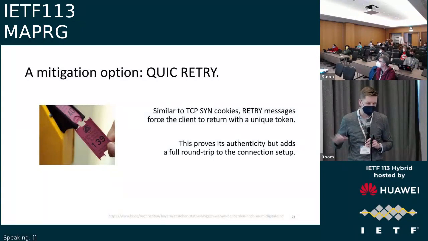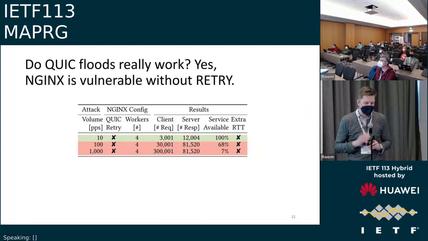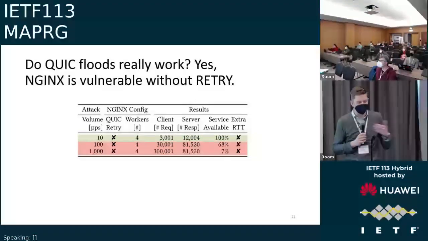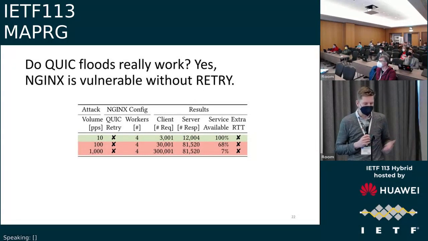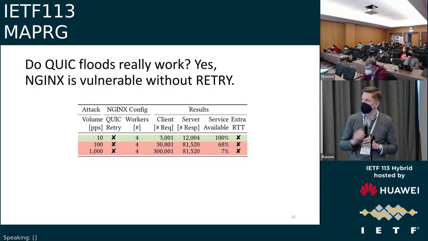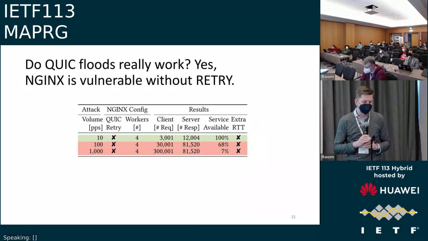And now I'll show you a brief emulation, or I mean a testbed evaluation, of whether this QUIC retry mechanism helps to prevent resource exhaustion attacks. What we used is Nginx, and we initiated QUIC floods towards the server, based on different attack rates and different configurations. What you see here is that in this configuration, if you have a rate of 100 packets per second, then you already will be able to make the QUIC service unavailable.